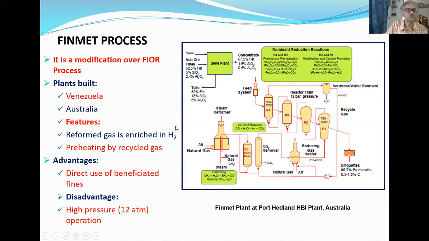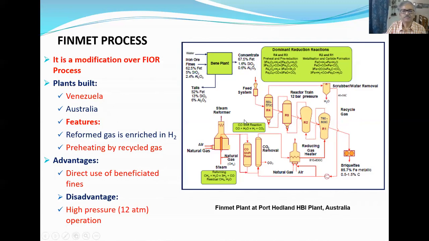It has two plants, one in Venezuela, and you know it is a very good source of natural resources up there, and another in Australia. So Australia also, this is the plant view of the Hismelt plant, and that basically stopped production because of an accident. And in Venezuela also, the production is going down.